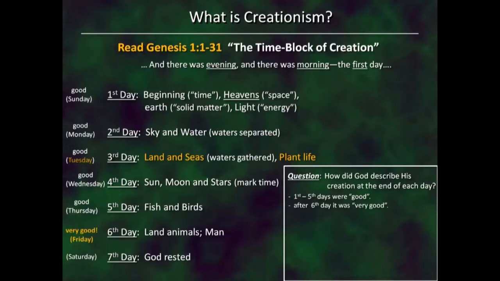It's also interesting, Tuesday, you notice that's the only day that there's actually two things that occur. The land and seas are gathered, and the plant life was created. The Jews actually believe that Tuesday is known as a double blessing day. So it's kind of interesting that every Tuesday is a double blessing because of God creating two things on that day.